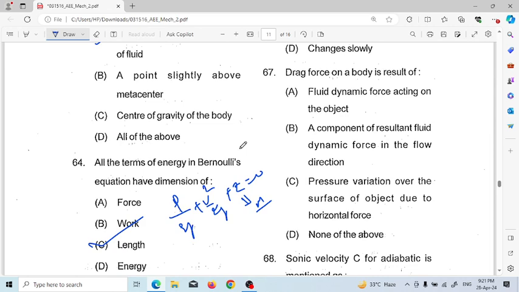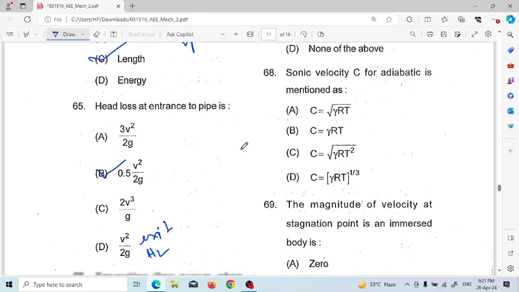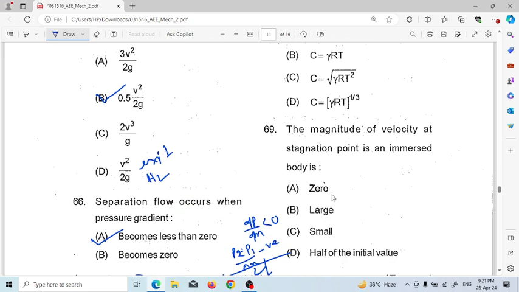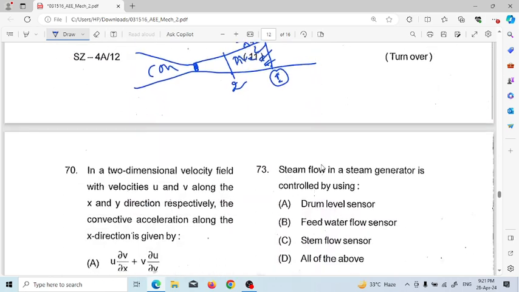Next question number 67. Drag force on a body results from a component of resultant fluid dynamic force in the flow direction. Question number 67 answer will be B. Next question number 68. Sonic velocity for adiabatic process C is equal to root over gamma RT, option A is the correct answer. Next, the magnitude of velocity at the stagnation point in an immersed body. Stagnation point we discussed in the previous question. Stagnation point velocity is 0. So 69 option A is the correct answer.